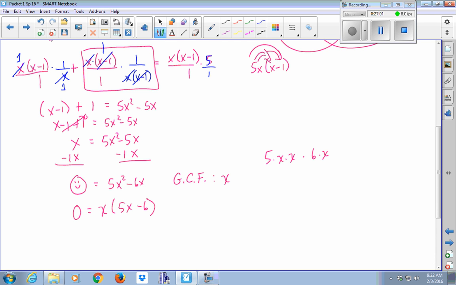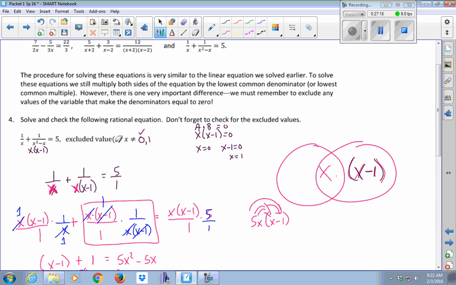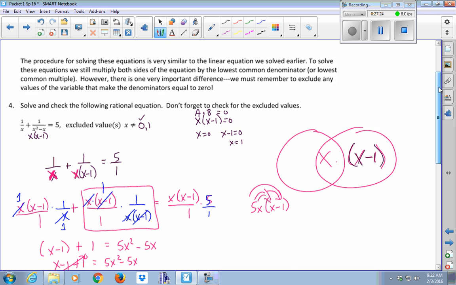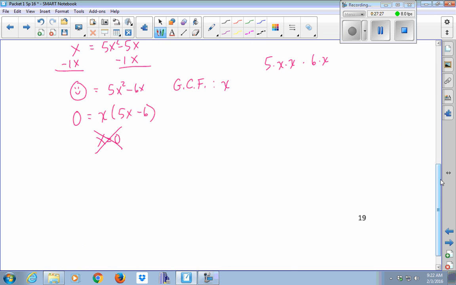You say each one of those factors, x and 5x minus 6, could possibly be a 0. So x equals 0, but you can't use that. Why? Because we excluded it at the beginning, because if we put 0 in here, we'd get 1 divided by 0, which is no number that defines. And so hopefully the only thing we have left for our possible solution is to set that factor equal to 0, which is just a baby linear equation to solve. So here's our solution.